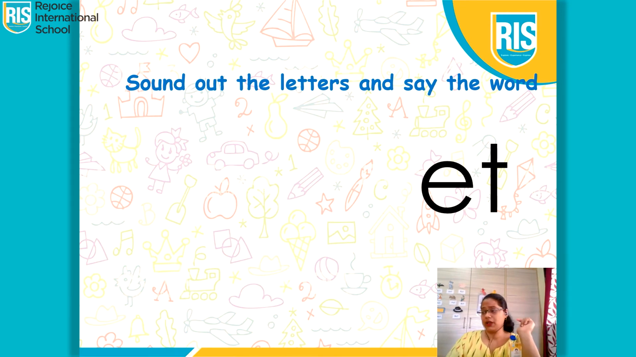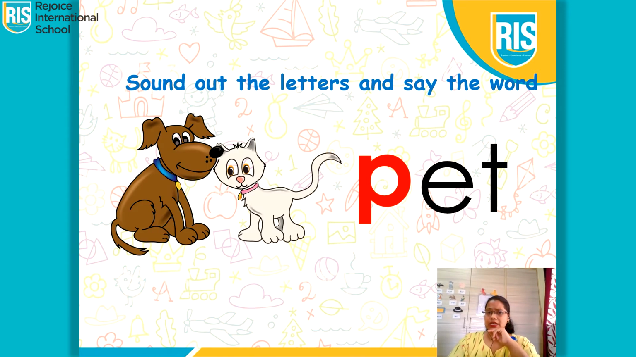Now let's sound out the letters and say these words from the ET word family. All right, the letter P makes the sound P and ET. P, E, T, pet. Yes, we all love pets, isn't it? Some of us even have pets at our home. Correct? All right, let's move on.